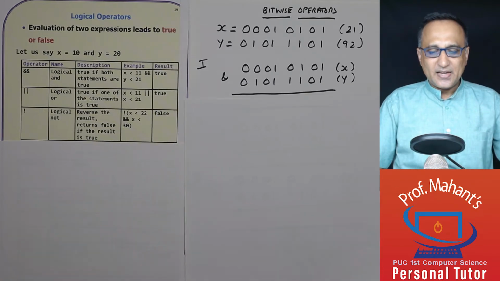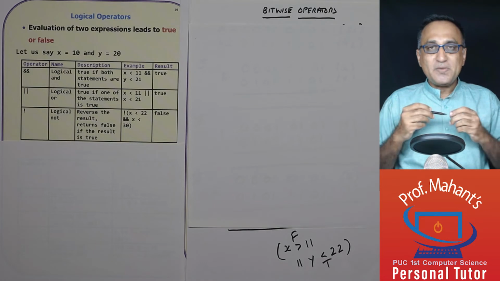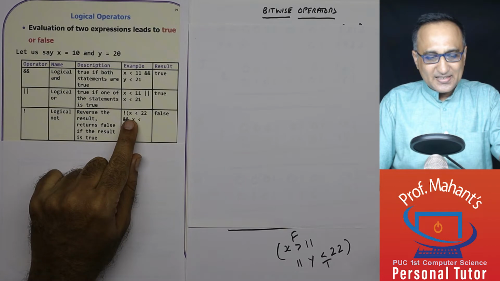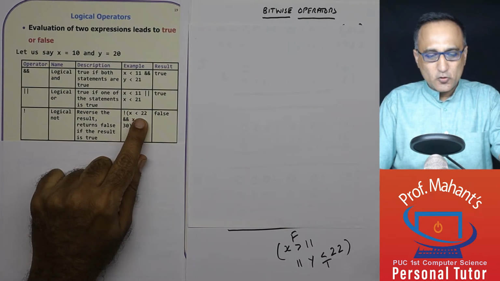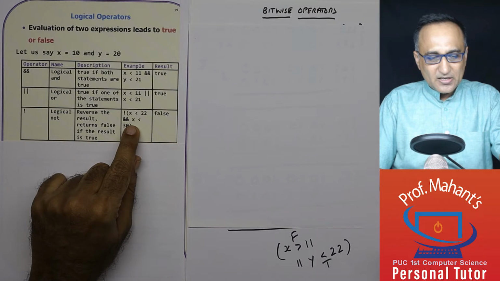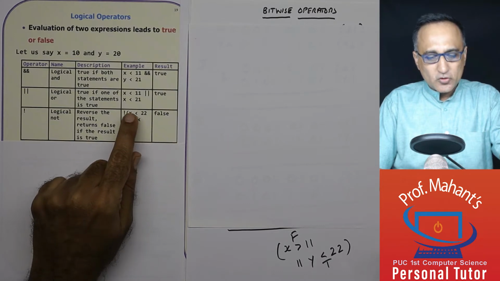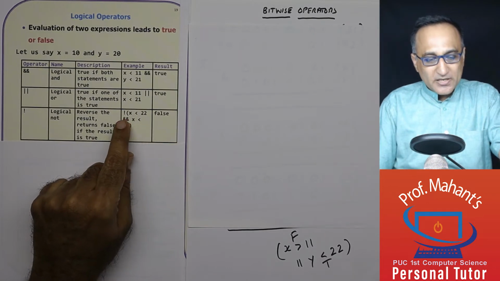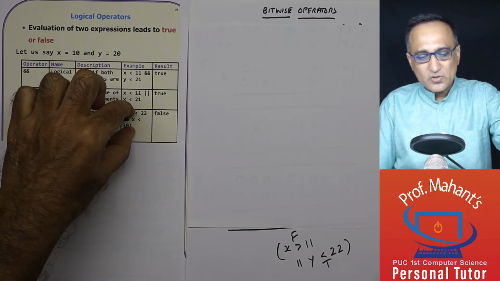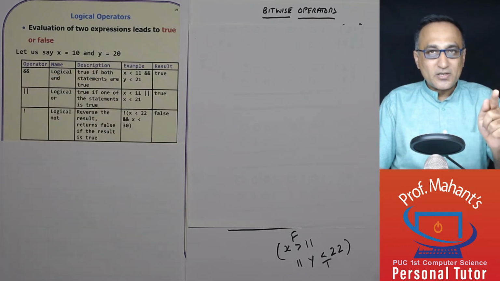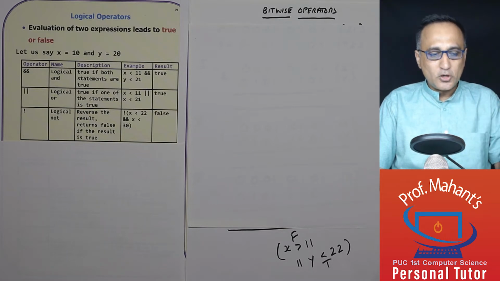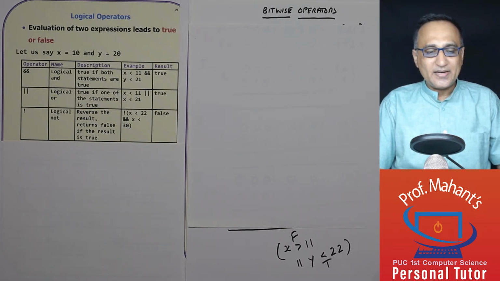Now let's take a look at what is NOT. NOT means it reverses whatever is the result. Now take a look at this. X is 10. 10 is less than 22 is true. And X is 10. 10 is less than 30 is true. So this part is true. Anything after the AND is also true. But outside the bracket, I am having the NOT. Whatever is within the bracket is true, but the NOT reverses true to false and reverses false to true. NOT is like an inverter. It changes from true to false and false to true.